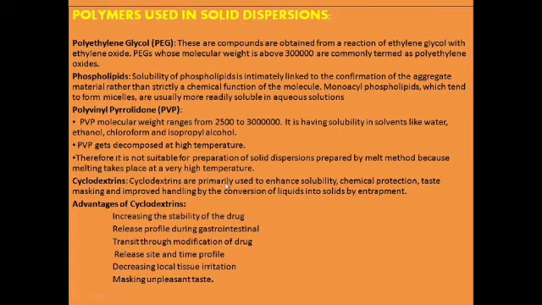Now, the next polymer is cyclodextrins. Cyclodextrins are primarily used to enhance solubility, chemical protection, taste masking, and improve handling by the conversion of liquids into solids by entrapment. There are some advantages of using these cyclodextrins. First is increasing the stability of the drug. Next, modifying the release profile during gastrointestinal transit through modification of drug release site and time profile, decreasing local tissue irritation, and masking unpleasant taste.